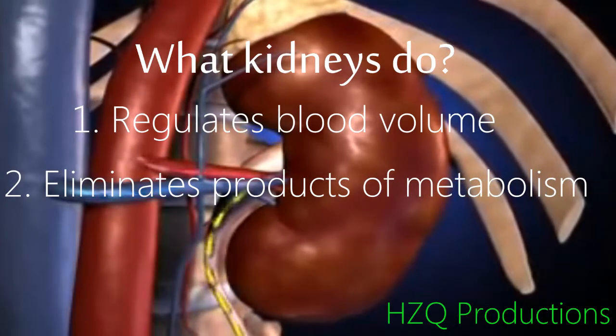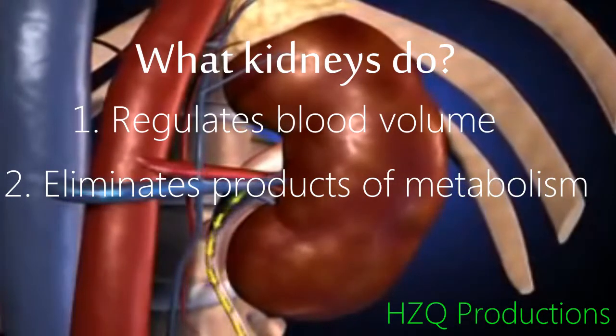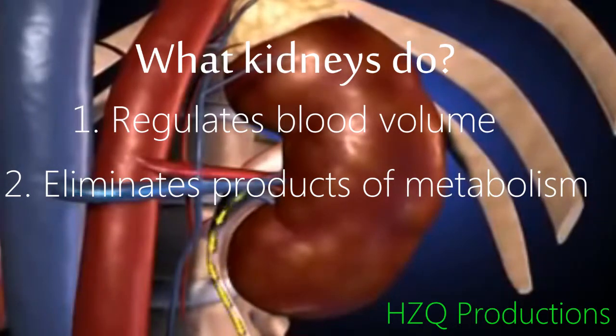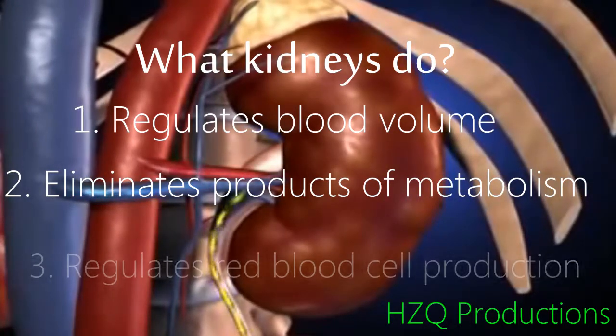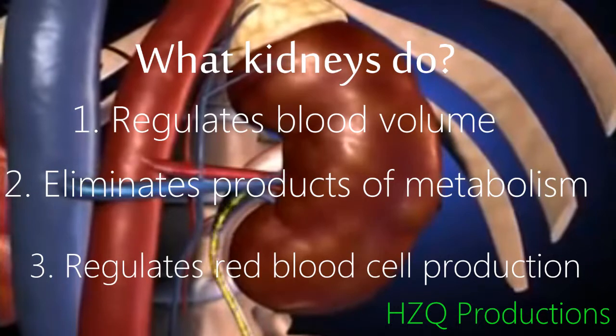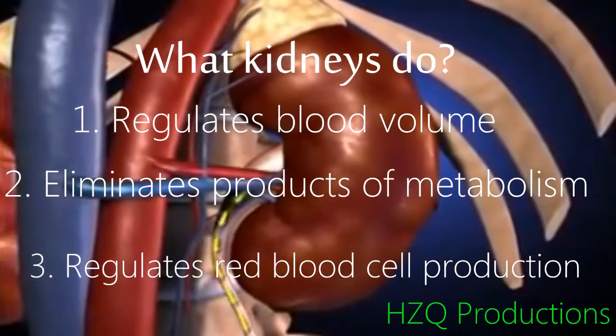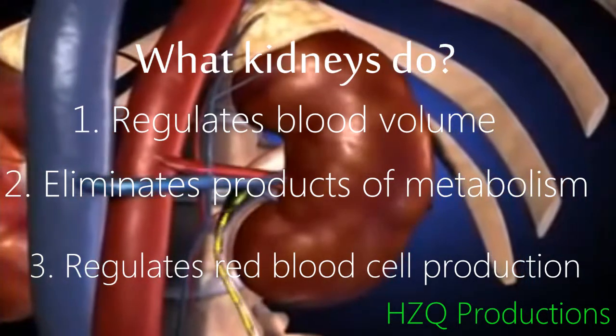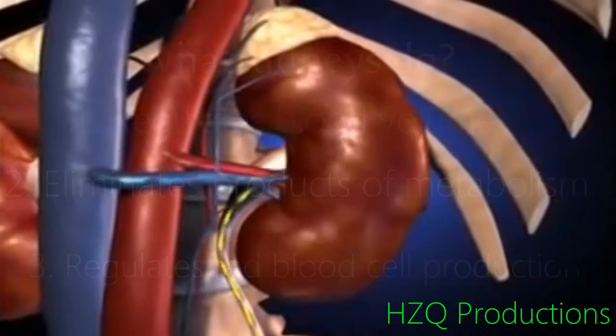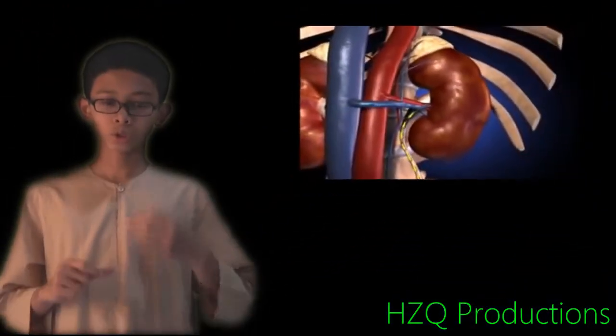Another reason is that your kidneys are able to maintain or regulate red blood cell production. And this is very important, because why? If you have a lesser amount of red blood cells in your body, the oxygen level in your body will be less too.